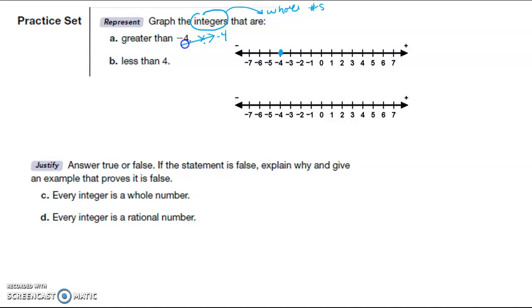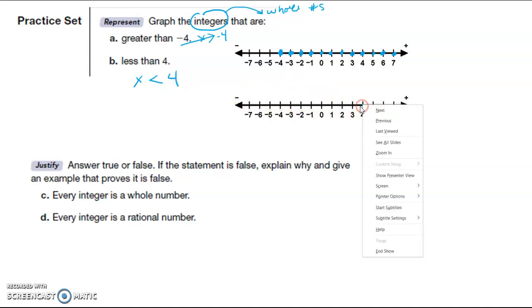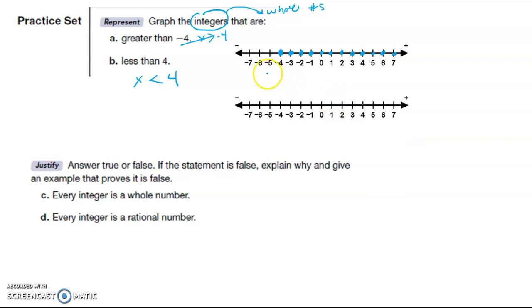So this line says it's going that way. So integers greater than 4, it's going to look like this. Dots along the line. And it just keeps going. Okay? Integers less than 4. So here's 4. It doesn't equal 4, so we're not going to include it. Actually, we probably shouldn't have included it here. Let me take that out. Okay. So less than 4 would be here, here, here, and so on. You can see they're just dots.